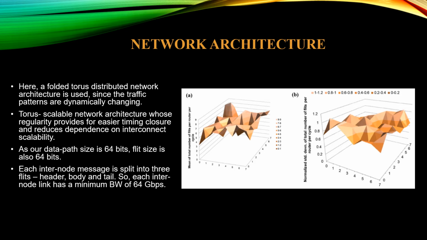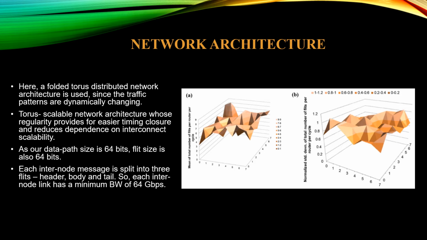This means that when a job is assigned to the nodes, only the nodes which execute the same job communicate with each other. When the next job is allocated, then some other nodes may be communicating with each other. So this means that the traffic patterns are dynamically changing.